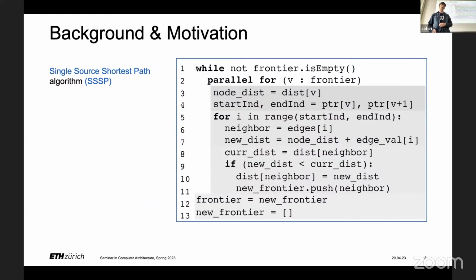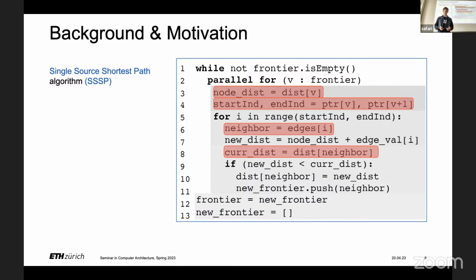So again, for some background and motivation, this is the pseudocode for the single source shortest path algorithm. As you can see in these points, we are accessing memory. And when we are doing it, for example, in the first part, we are accessing the current node we want to do some computation on, and then later we are accessing its neighbors. And its neighbors are usually not going to be close to the current node. They might be very far apart.